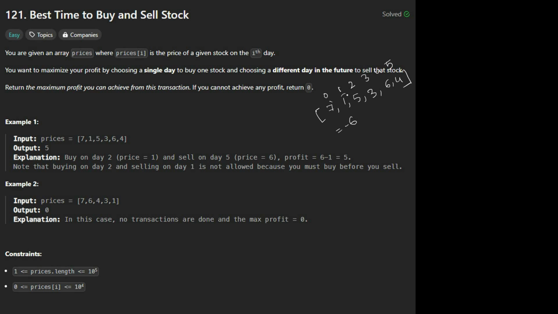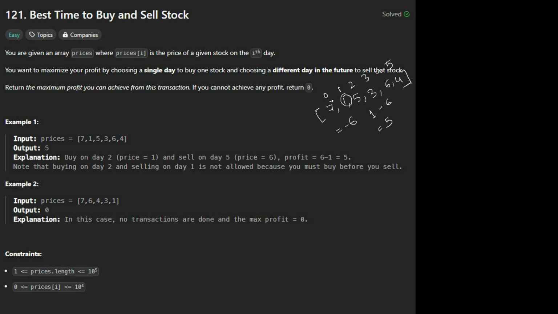So on the first day, the stock price is 1, and I purchase the stock at the lowest price, 1 unit, and then I sell the stock on, let's say, the 4th day, because on the 4th day the price of the stock is highest. So our cumulative profit is going to be 5, because I purchased the stock at 1 and sold it for 6.